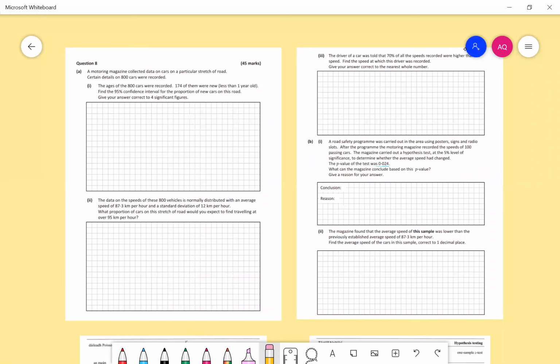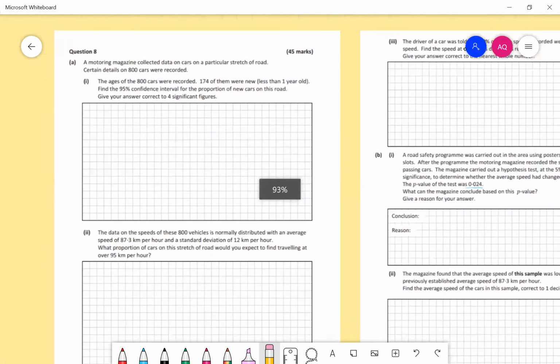This is a look at the 2019 paper 2 question 8, which is a question on inferential statistics. So we have a lot to do with our normal distribution here, 95% confidence intervals, hypothesis testing, and p-values as well. Okay, so let's take a look here at part A.